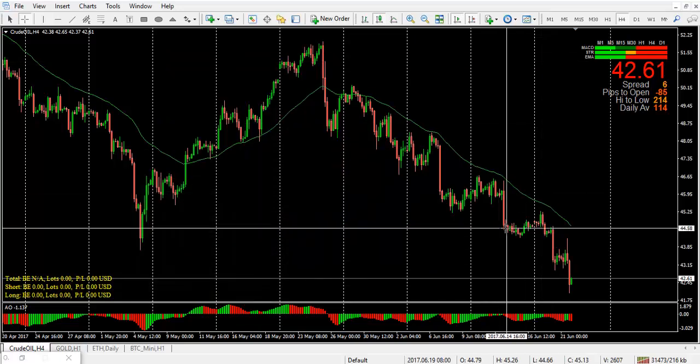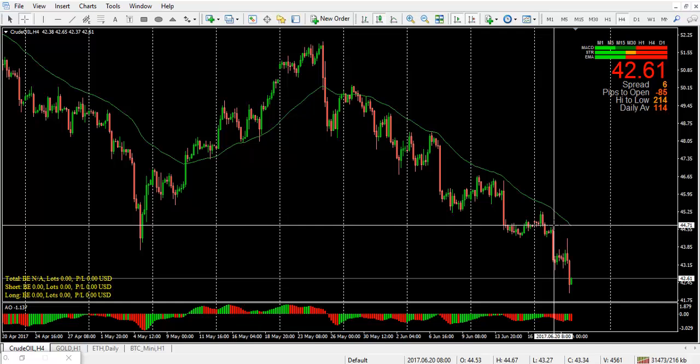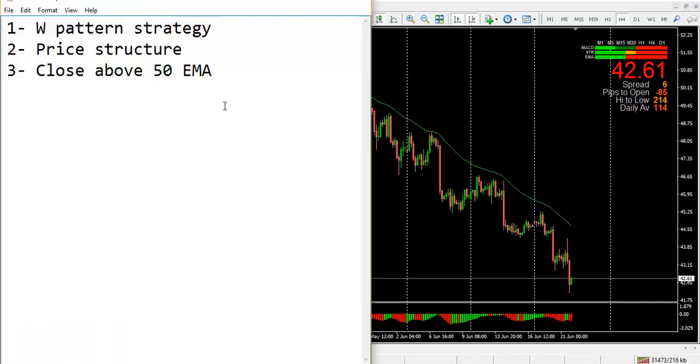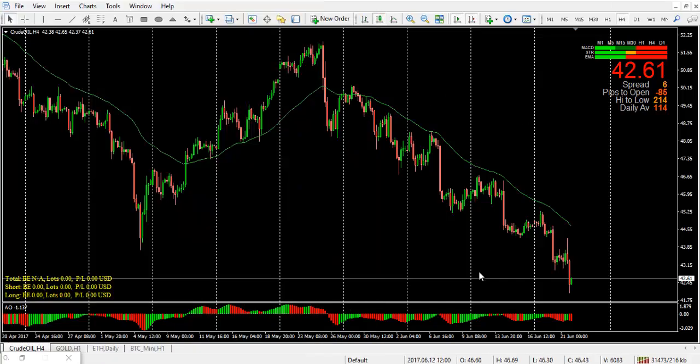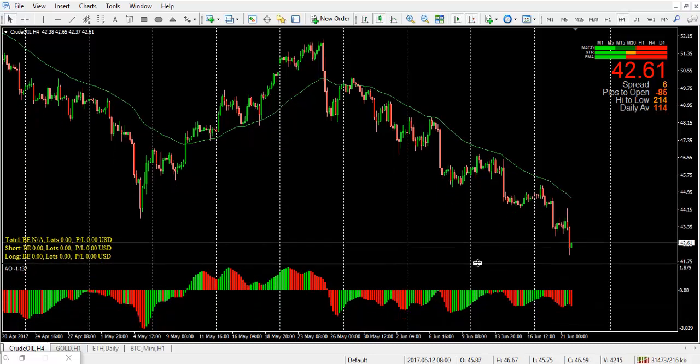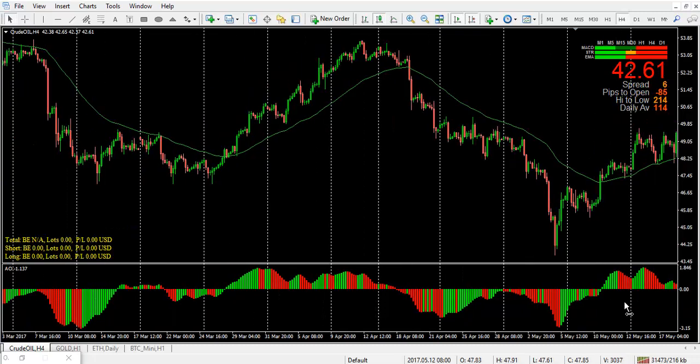We'll check it later. This is the third way. The fourth way is also very nice and very easy. It is when the awesome oscillator curls above the zero line. What do I mean by this? This is our awesome oscillator. We want it to curl up just like this.